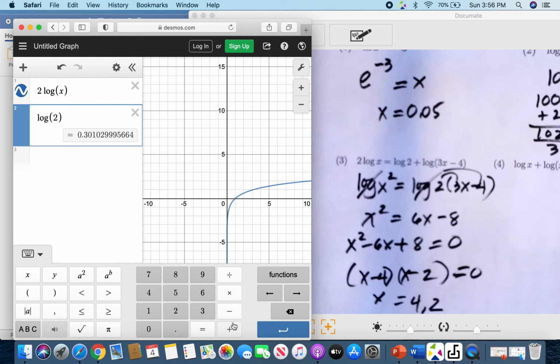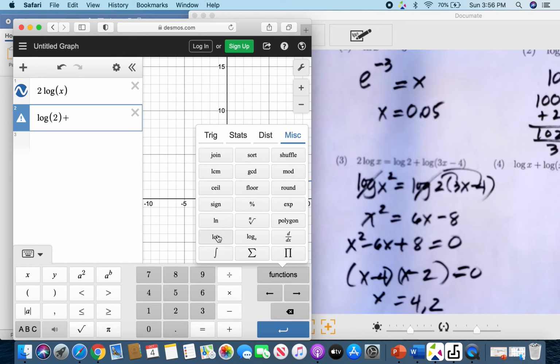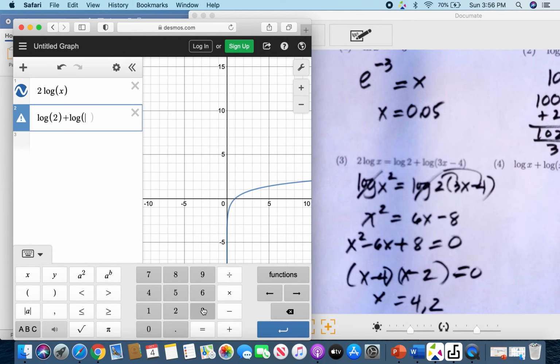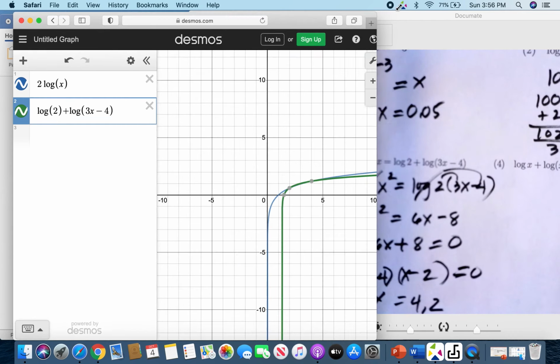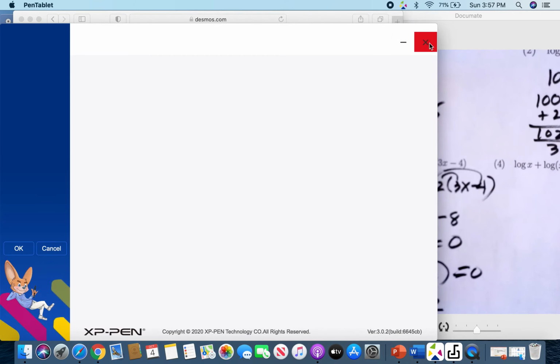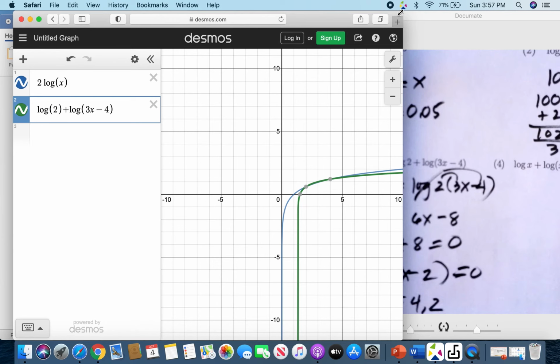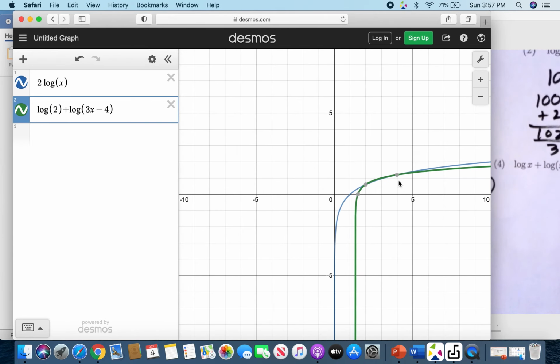Plus log of 3x minus 4. You can actually do this in all sorts of equations. You just have to type y1 and y2, and all you need to do is to find the points of intersection. And as you can see, it intersects at 2 and 4. So that's the points of intersection in the graph at x equals 2 and x equals 4.